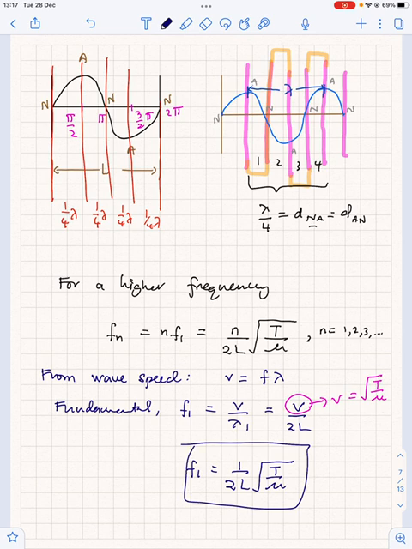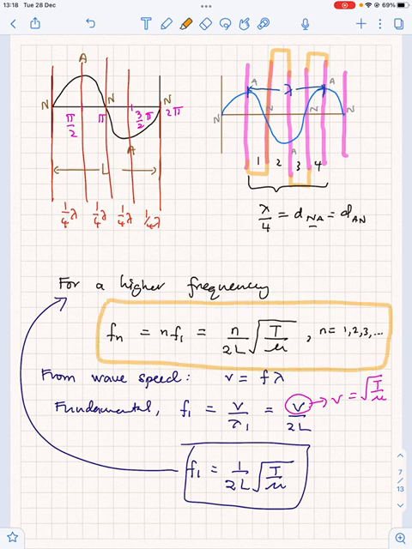For a higher frequency, any frequency can be equal to F1, the fundamental, times the number of the frequency that we are going to find. Then we get this equation. If we substitute F1, it will be F1 equals this equation. Go back to here. Okay, that's it for this subtopic.